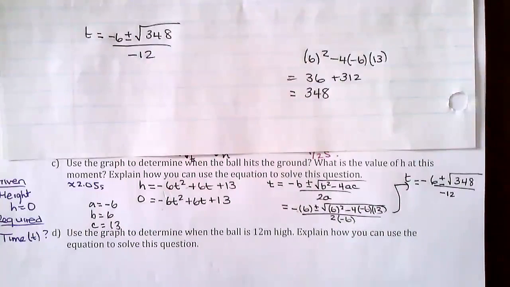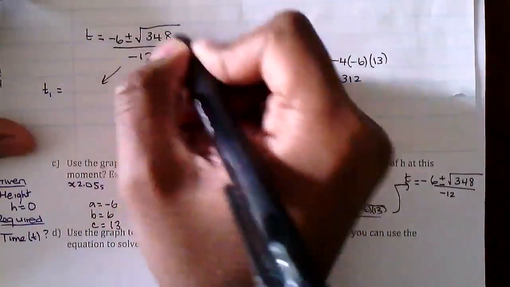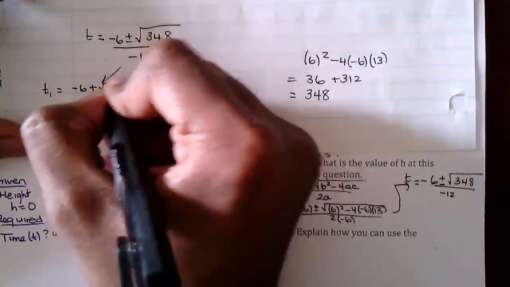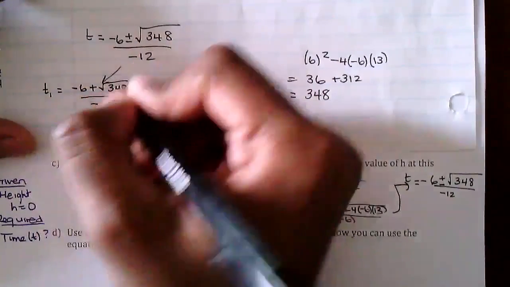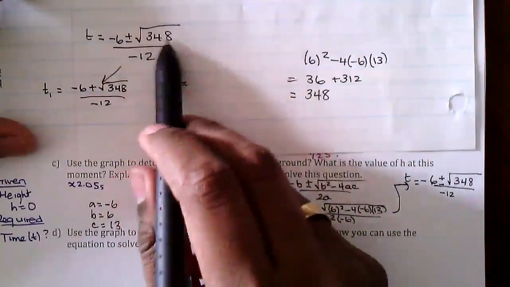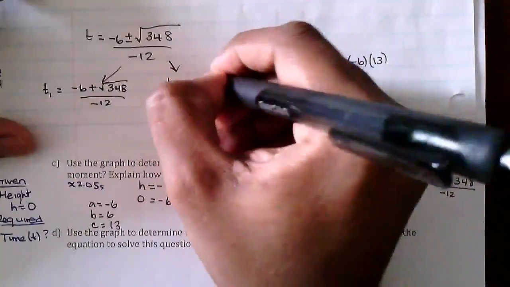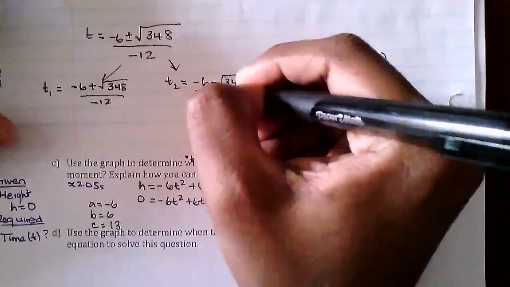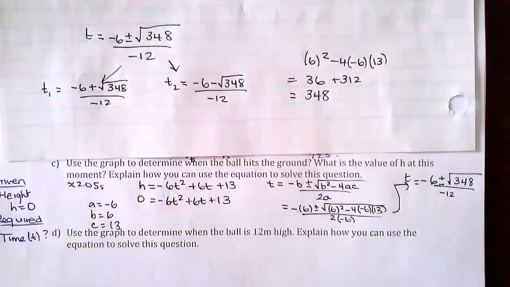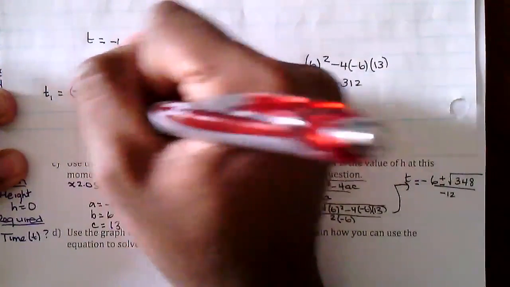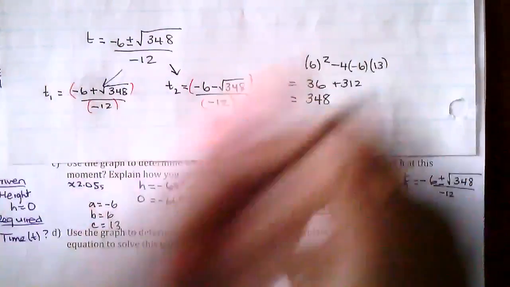Remember, this means I have 2 possible t values. So I have t1, where I take the positive version of the root 348, so negative 6 plus root 348 divided by negative 12. And then the second option, where I take the negative root 348, so negative 6 minus root 348 divided by negative 12. Again, you just need to plug these into your calculators, keeping in mind that you should plug them in by putting brackets around the top and the bottom.